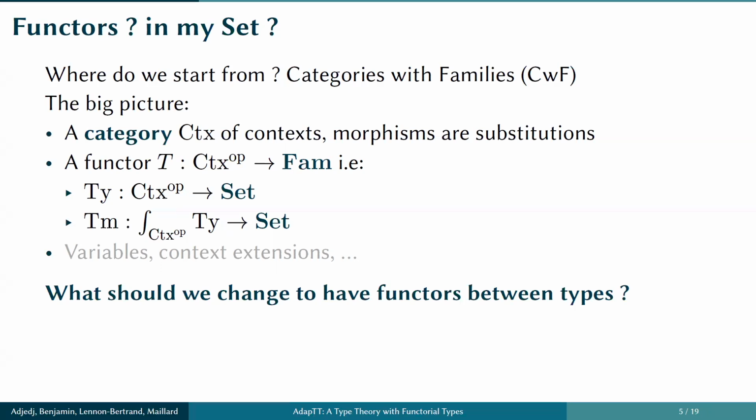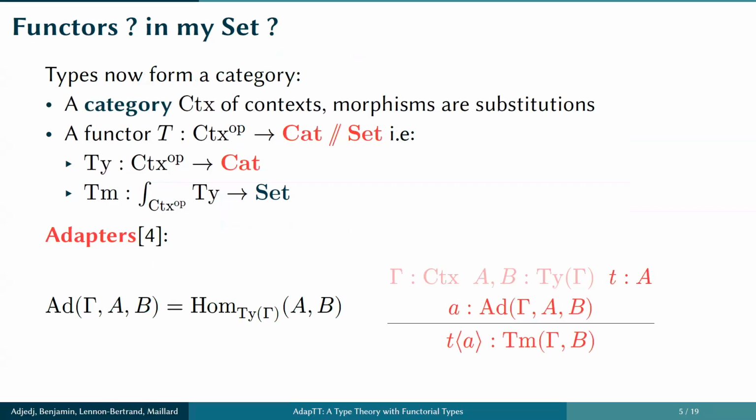And the answer to that is just to add morphisms between our types, which means that now our functor doesn't map to sets, but instead to categories. Our objects are still types, but our morphisms will now represent some notion of coercion between our types. We call these adapters in reference to Connor and Frederick's work on functorial adapters that was presented here maybe 4 years ago, I think. And yes, an adapter in a certain given context is really just a morphism between two types.